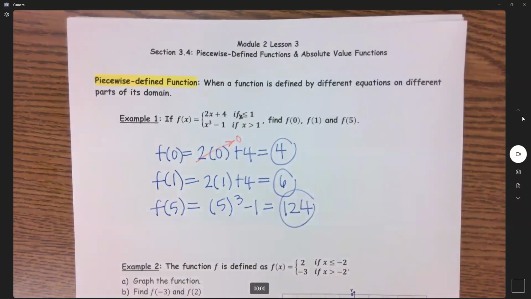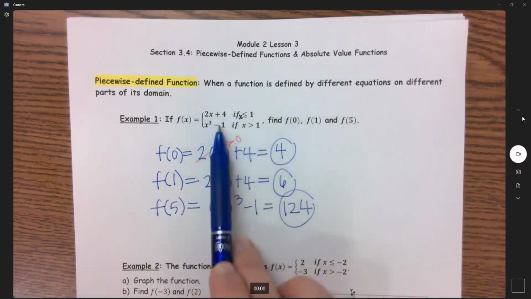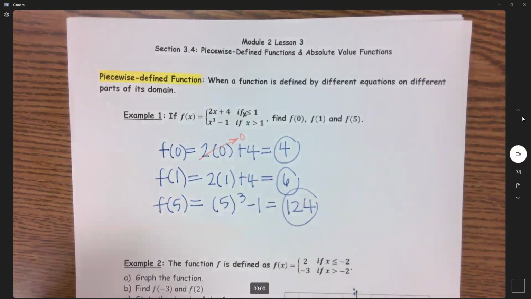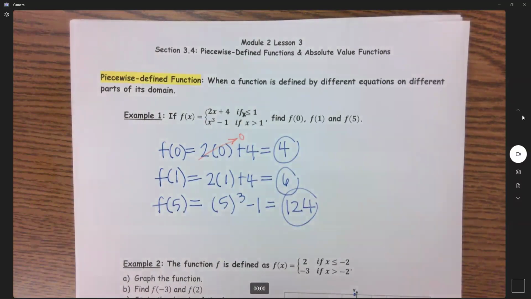So if you are just simply evaluating, you need to look at its domain and figure out which equation we are talking about here. And you could have 2 equations like this one here, or you could have 3 or more. I think most of your examples, though, will only have 2.